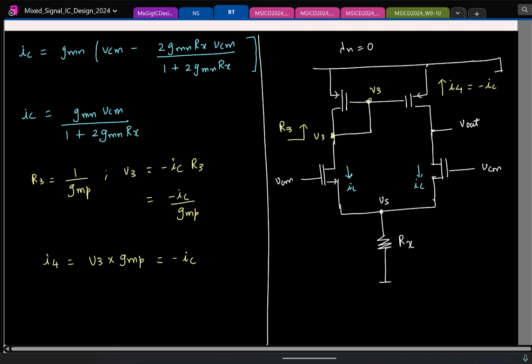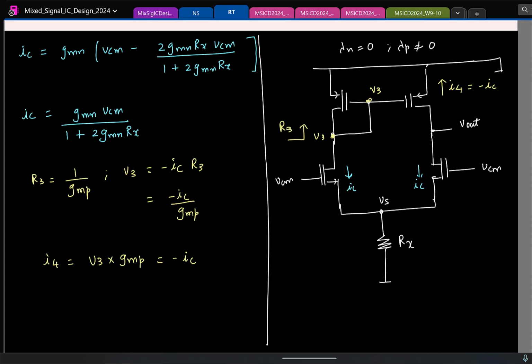Lambda P is considered. Lambda P is not 0. Which one? R3, right? Yeah, okay, that's where I'm getting it. Let us say approximate to 1 by GM, right? Yeah, you are right. Exactly, you are right. I'm getting at that same point.